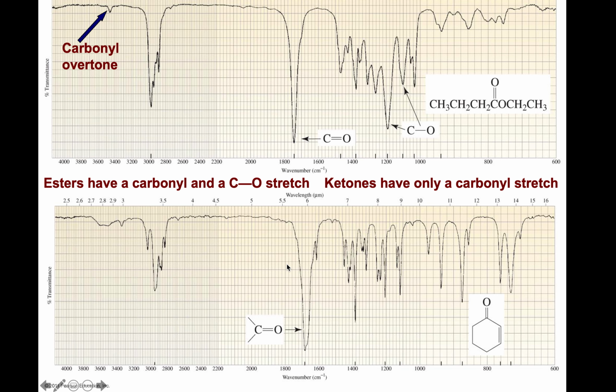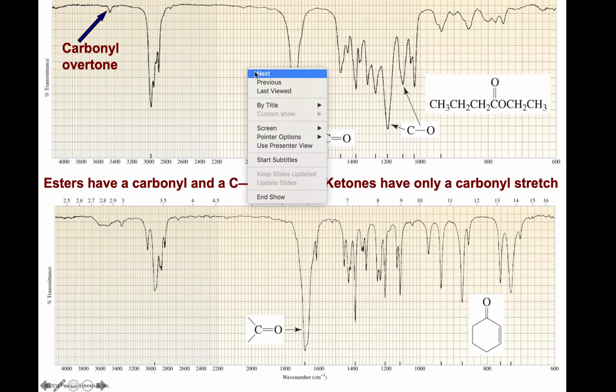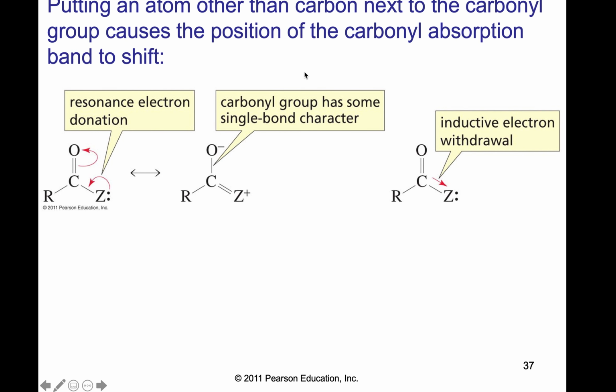And ketones have only a carbonyl stretch. See, because they don't have the CO single on this side. There's only one oxygen. And this is a conjugated one. So that ketone has moved down to around 1680 or so. Putting an atom other than carbon next to the carbonyl group causes the position of the carbonyl absorption band to shift. So here on the left, we see the resonance electron donation.